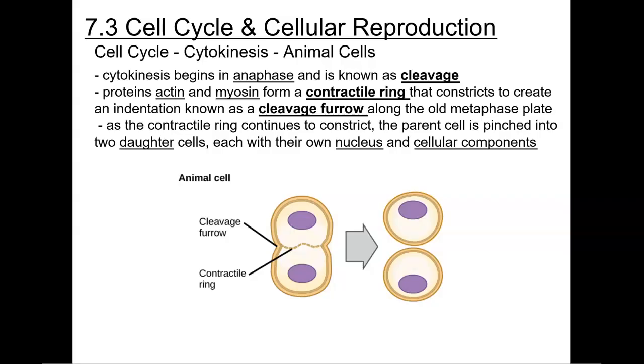As the contractile ring continues to constrict, because of those contractile proteins, the parent cell is going to be pinched into two daughter cells with their own nucleus and their own cellular components. That means their own organelles, their own cytoplasm, everything they need to exist as their own independent cell.